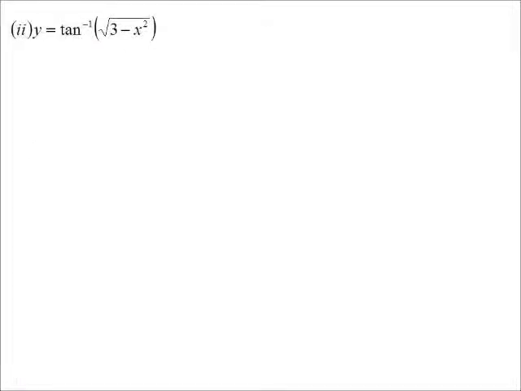Inverse tan of root 3 minus x squared. Now, the domain for inverse tan was all real x. But when we have a look at what we're finding the inverse tan of, it's this square root of 3 minus x squared. So there will be a restriction because we know whatever is under that square root sign has to be greater than or equal to 0. So the domain for our function will be minus root 3 to root 3.